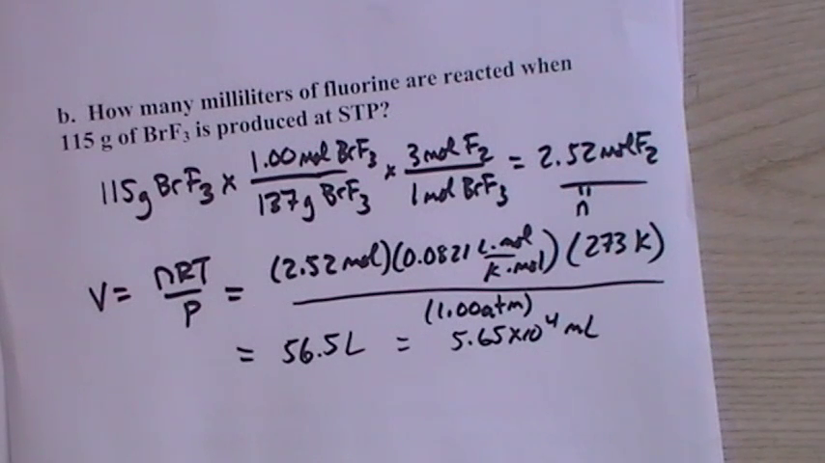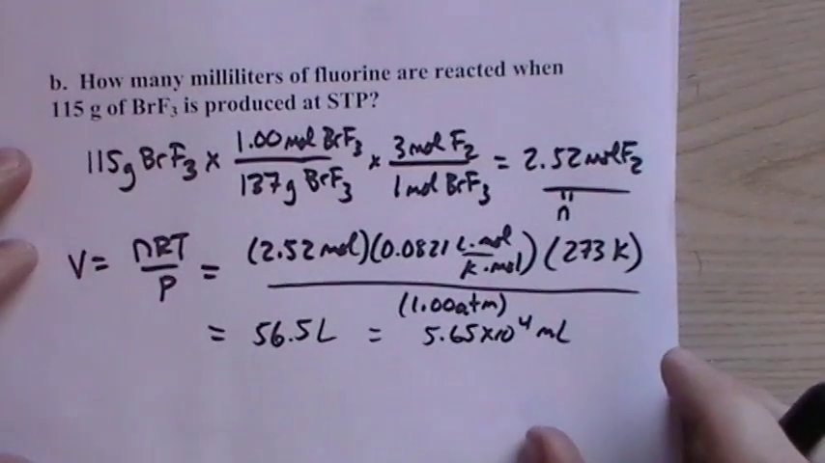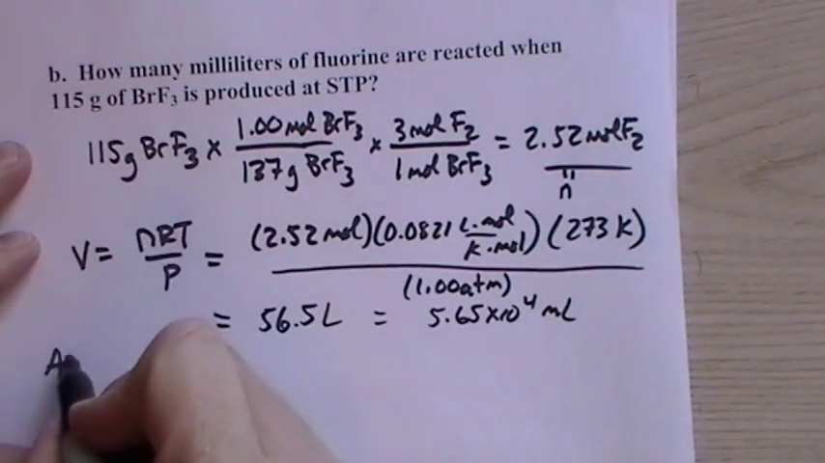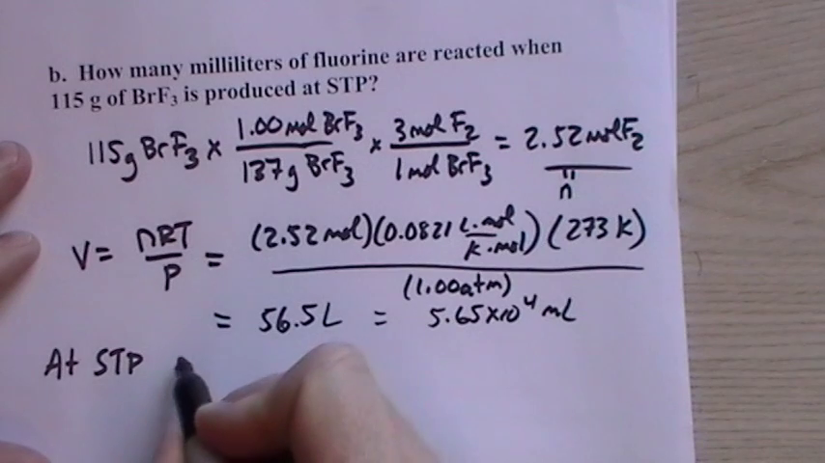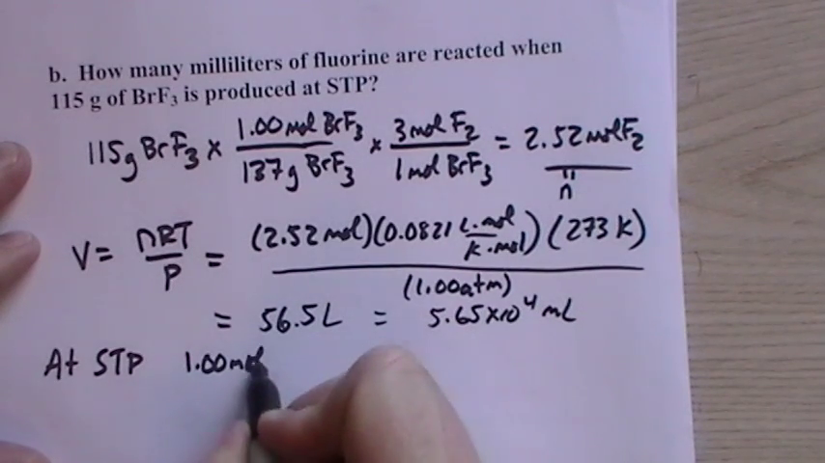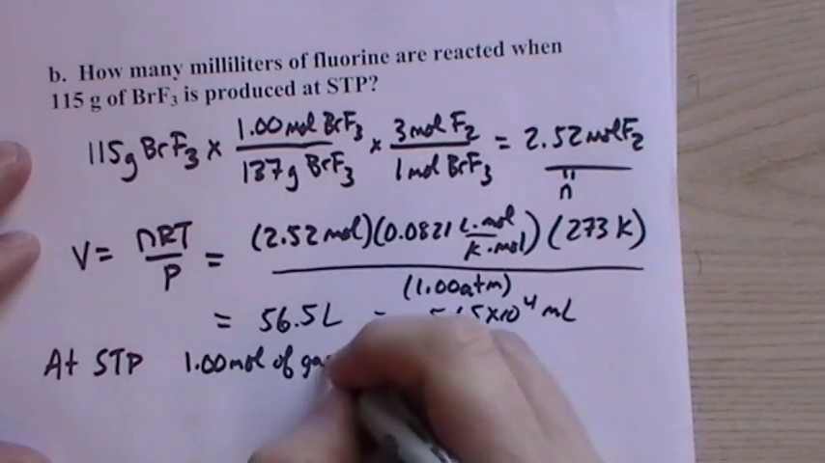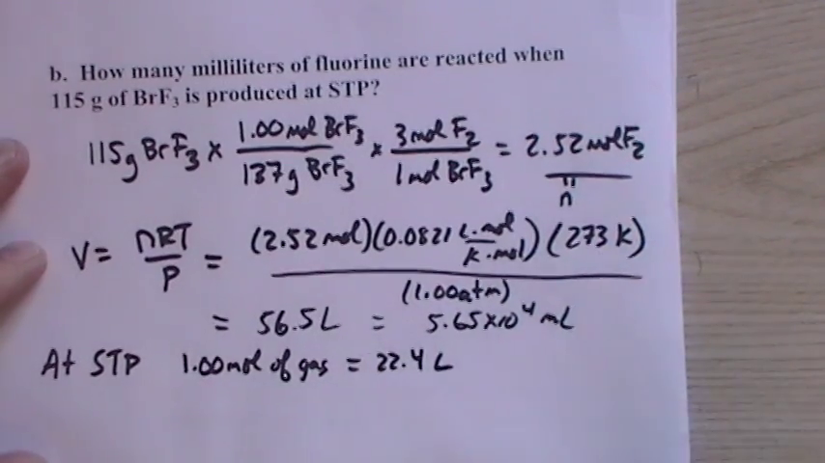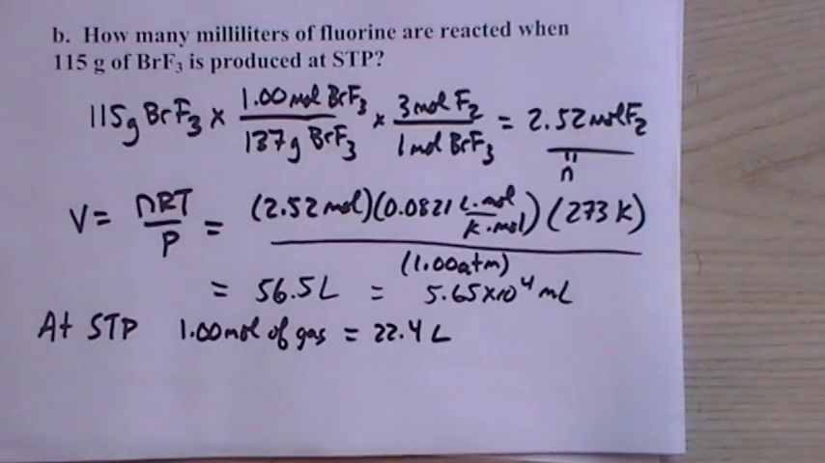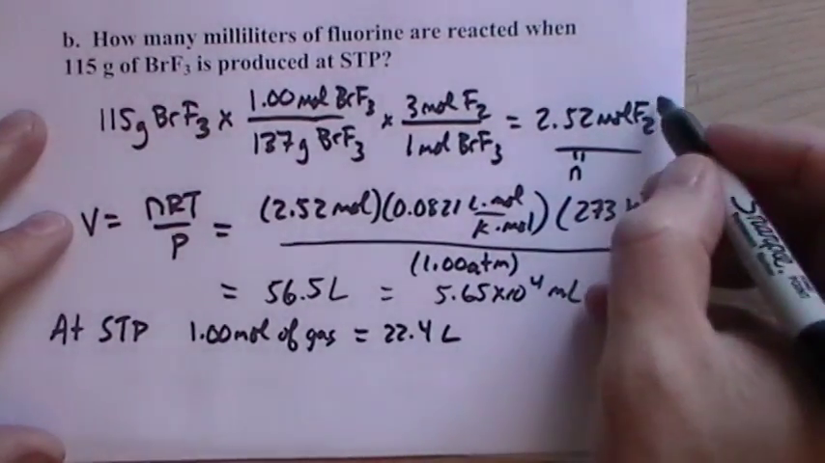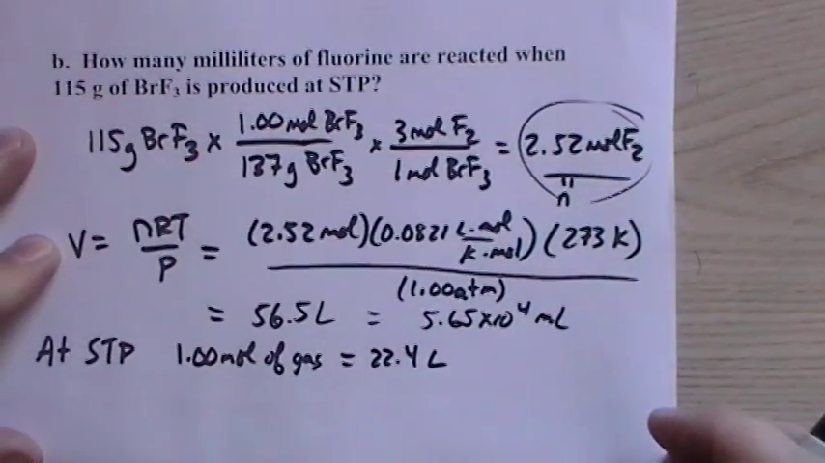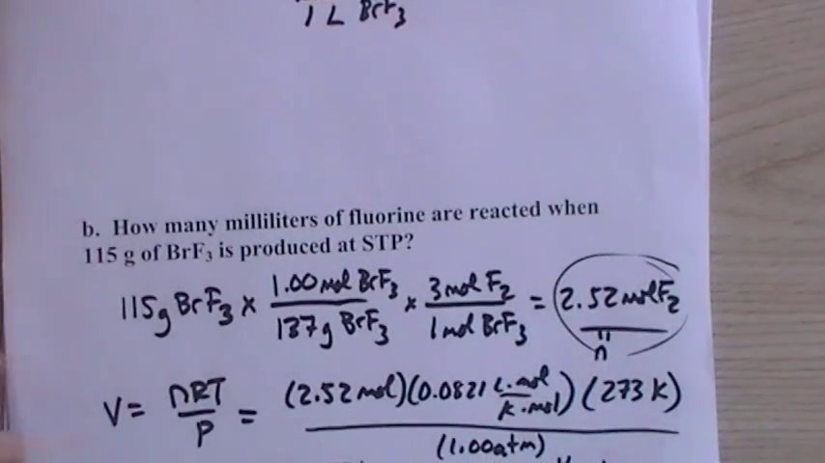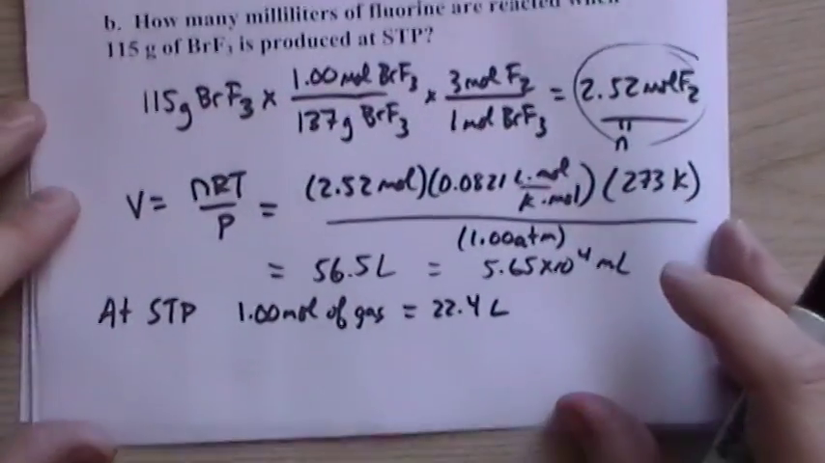Now, another way of doing this: we know that at STP, 1 mole of gas, any gas, equals 22.4 liters. That's the standard molar volume at STP. So if we need to find the volume, well, we found the moles is 2.54. I'm going to just do the calculation up here. Yeah, we'll do it down below. I think I have enough room here.